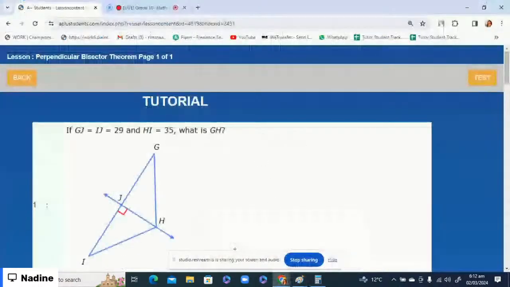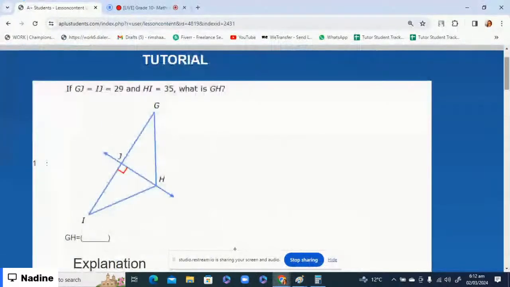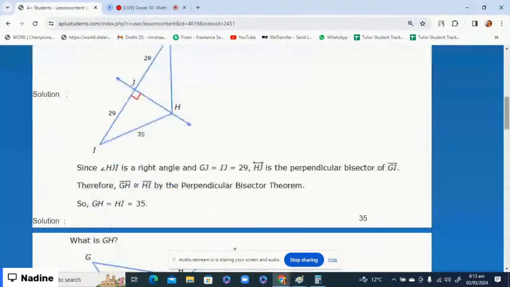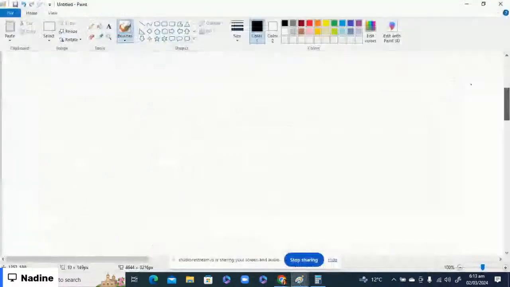Now look here. There is a figure given, with points G, H, I and J. This line and this line is 29. And now HI is 35. What is GH? This full side is the same. GJ and JI is 29. H or I is given, which is 35. So what is G and H? We can find it out if the other one is the same, like here is the shape.